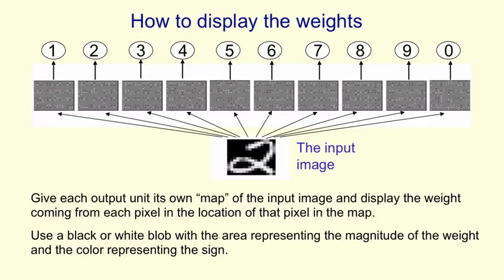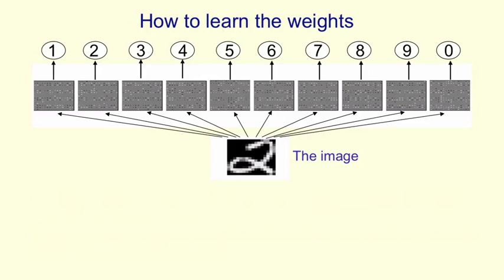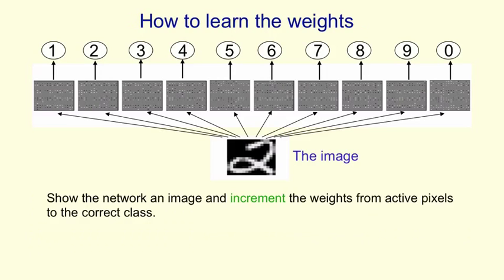Now what we're going to do is show that network some data and get it to learn weights that are better than the random weights. The way we're going to learn is when we show it an image, we're going to increment the weights from the active pixels in the image to the correct class. If we just did that, the weights could only get bigger, and eventually every class would get huge input whenever we showed it an image.